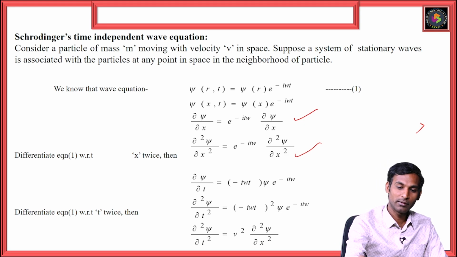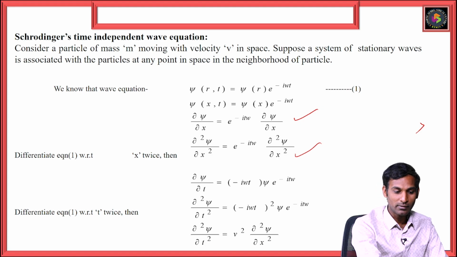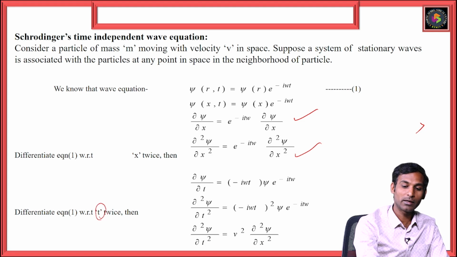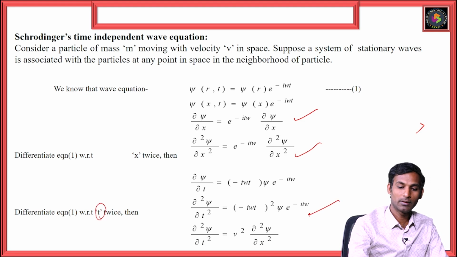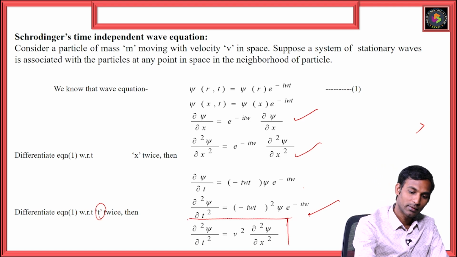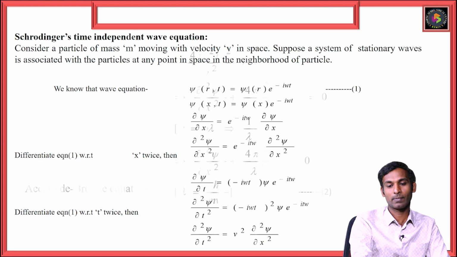We can write this equation as dou psi by dou t is equal to minus i omega into psi of exponential power of minus i omega t. So, here we differentiate equation 1 with respect to t. We will get this equation. If you differentiate the above equation twice, we will get another equation. So finally, we can write the above equation as dou square psi by dou t square is equal to v square into dou square psi by dou x square.